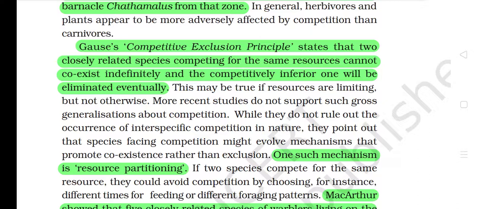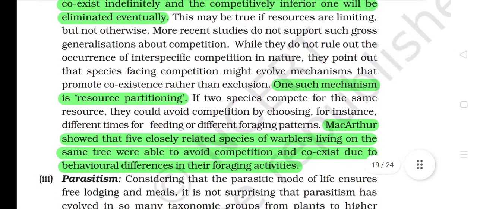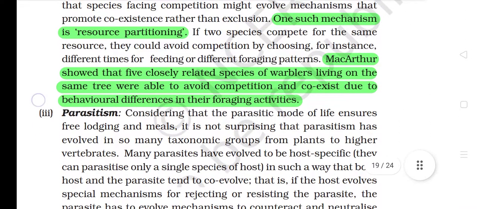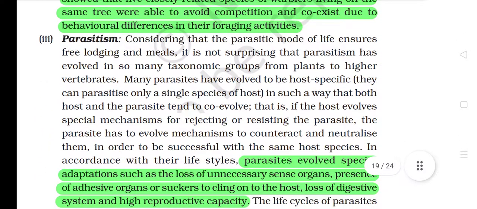While they do not rule out the occurrence of interspecific competition in nature, they point out that a species facing competition might evolve mechanisms that promote coexistence rather than exclusion. One such mechanism is resource partitioning. If two species compete for the same resource, they could avoid competition by choosing, for instance, different times for feeding or different foraging patterns. MacArthur showed that five closely related species of warblers living on the same tree were able to avoid competition and coexist due to behavioral differences in their foraging activities.